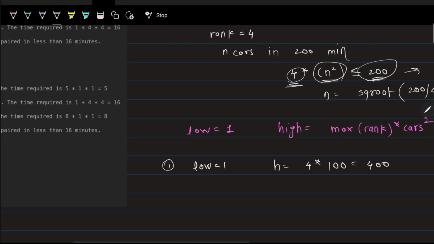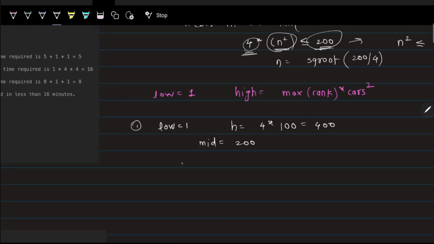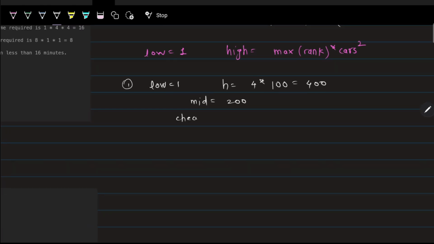Makes sense? Now I will say I have mid equal to 200, because 400 by 2 is 200. So my goal is to check whether we can repair all cars, that is 10, in 200 minutes. Makes sense? 200 minutes, is it possible?